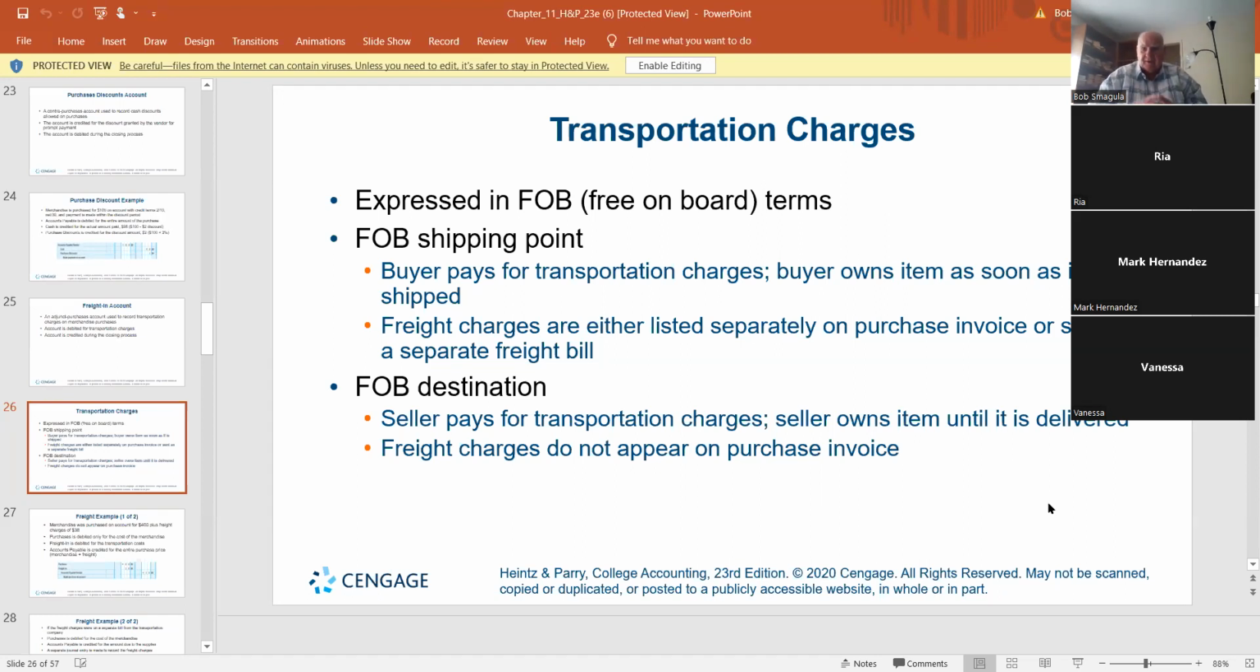FOB destination. I'm just going to digress a little bit. These two items can cause a real conflict between companies. A lot of companies say, look, I'll buy from you only if it's FOB destination, because I don't want to have to worry about goods that I haven't even seen yet. Why should I be responsible for stuff that's on the way to my factory?